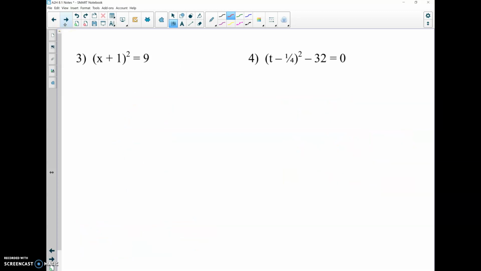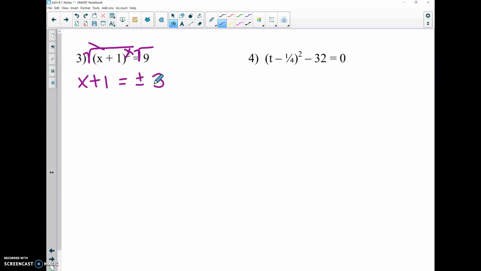Number 3. We have a parenthesis here with something squared. The old method would be to FOIL x plus 1 out, move the 9 over, and then try to refactor. But there's no other terms outside of the parentheses that have any variables in them. So you are allowed to isolate your parentheses and take the square root of the entire thing. So take the square root, so x plus 1, because the square root and that square cancel out, and this would become positive or negative 3.